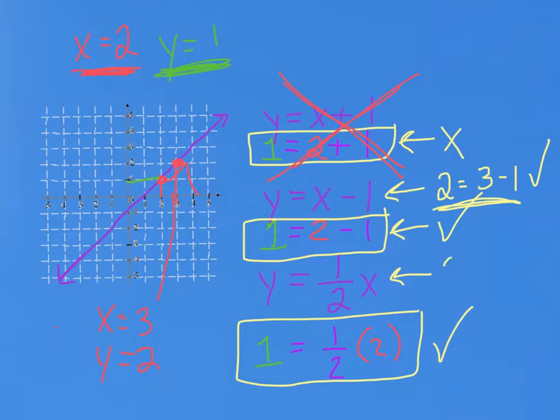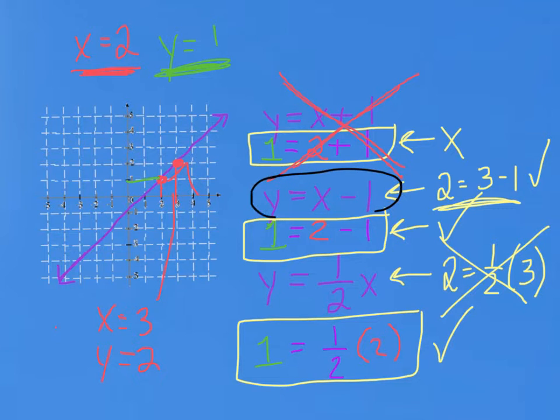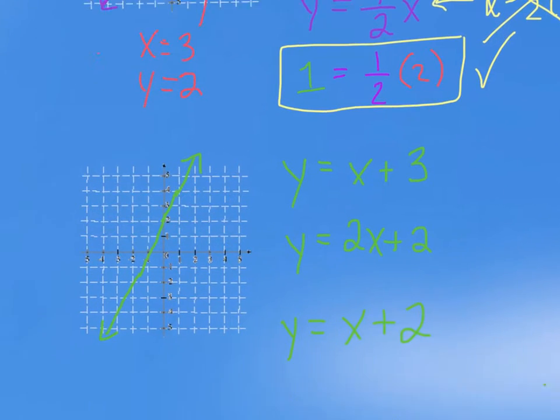I'll replace y with 2. So 2 equals 1/2 times x, and in this case our x is now 3. So is 2 equal to half of 3? No, it is not. So in conclusion, our final answer is this equation, y equals x minus 1, would be the correct one. Because when we substituted our x and y values, for both of the points we tried, it worked, whereas the other ones didn't. Okay, let's go ahead and try 2 more examples, and then we'll be done with the video.